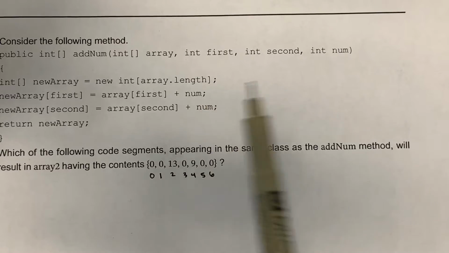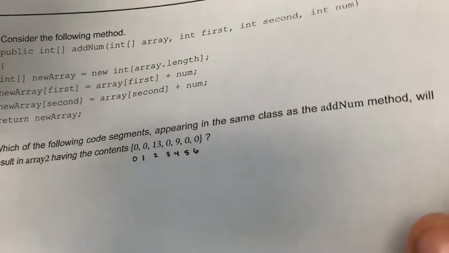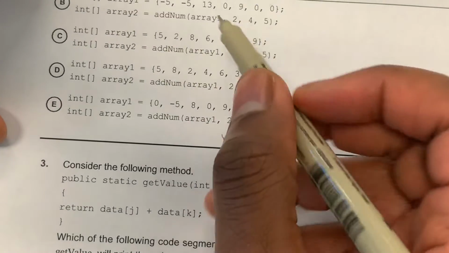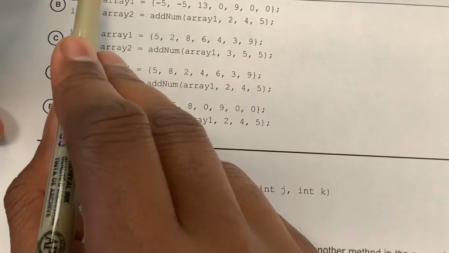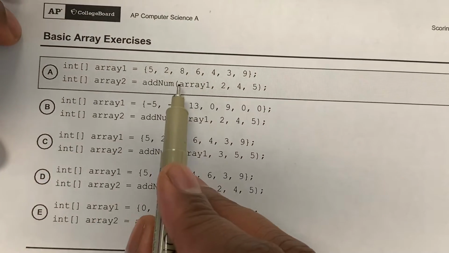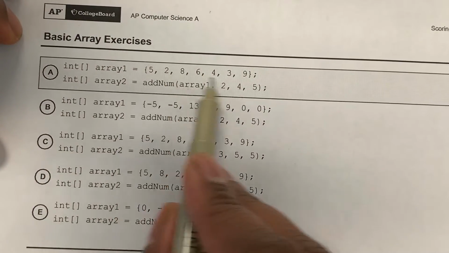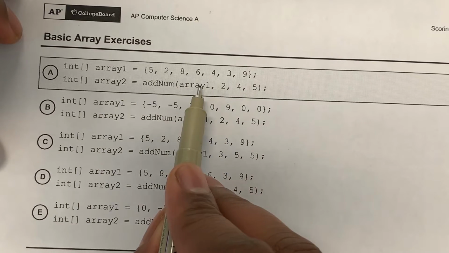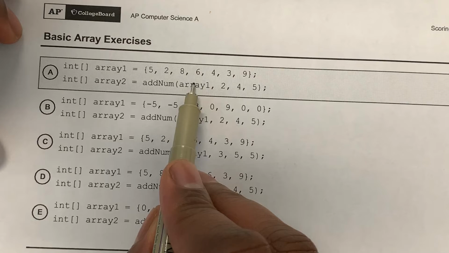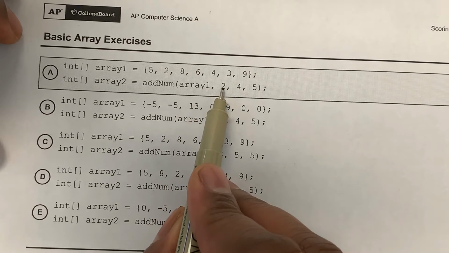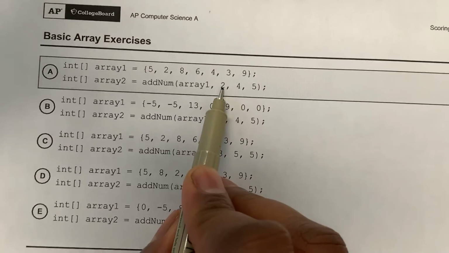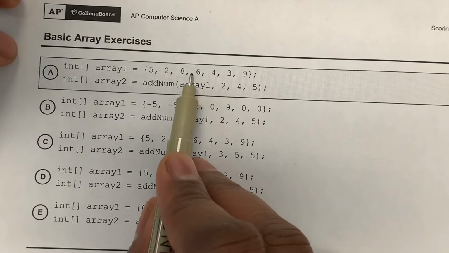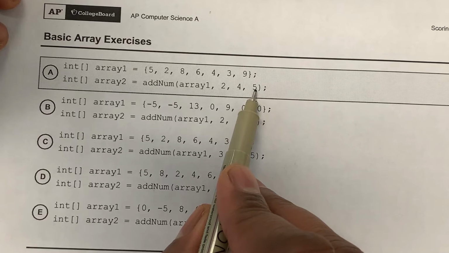You're adding the same number in both instances. So over here, you're going to take array, again, A is the correct answer. If we took array 1 and called this method, it would take array position 2, which is the third value in the array, and add 5 to it. So that's going to be 8 plus 5, which is 13.